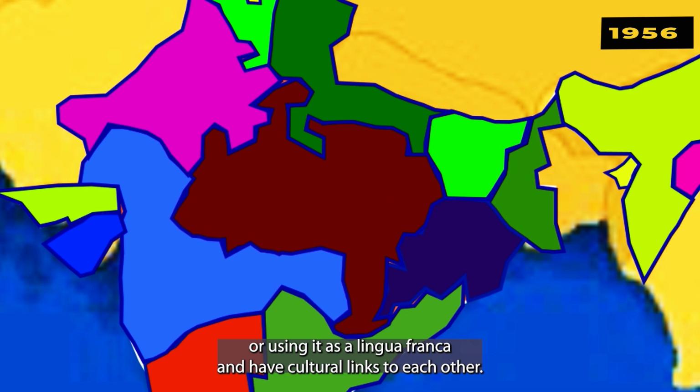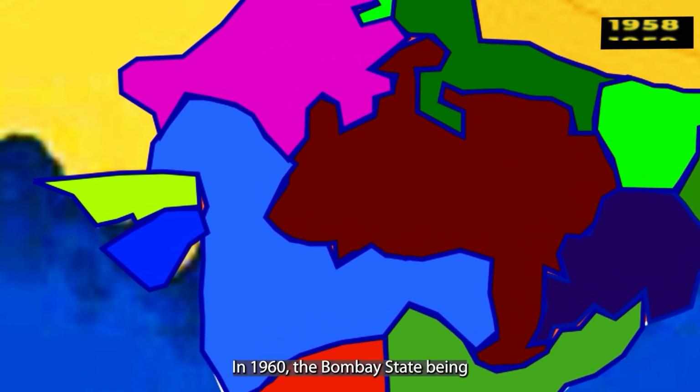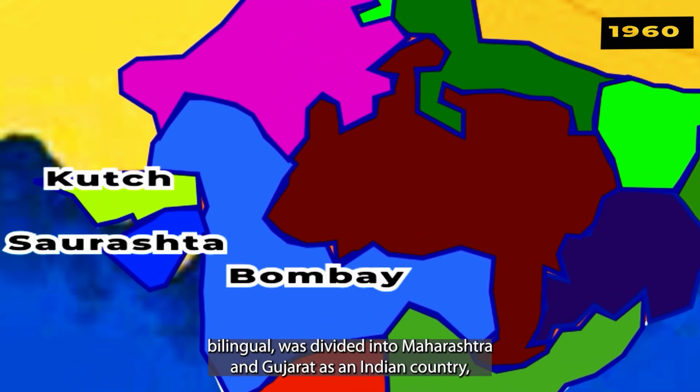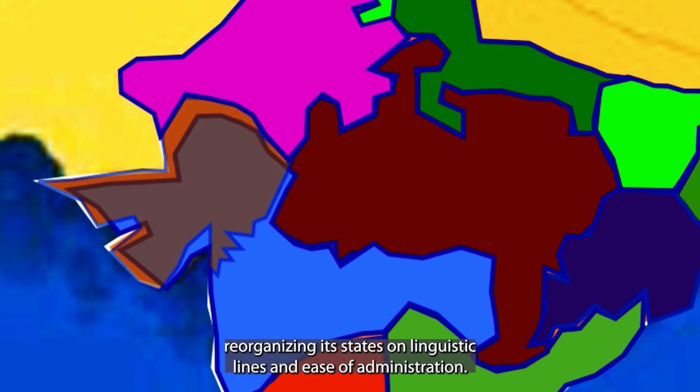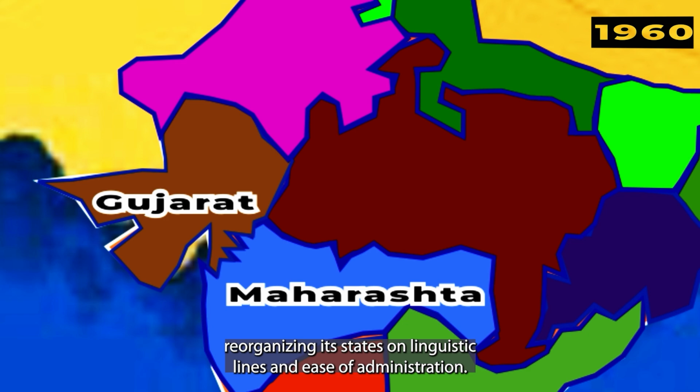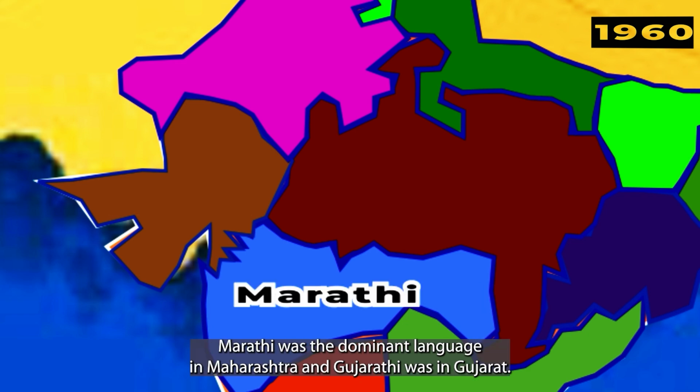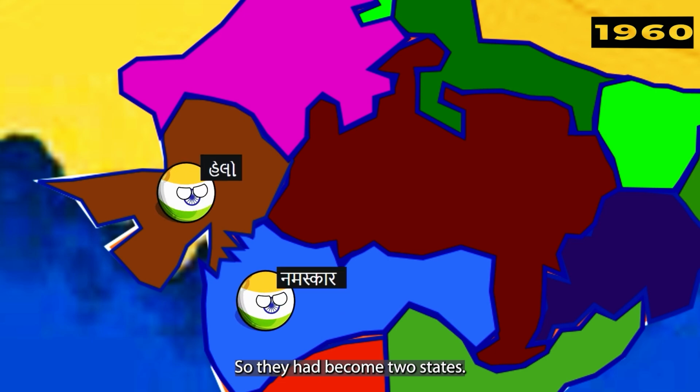links to each other. In 1960, the Bombay state, being bilingual, was divided into Maharashtra and Gujarat, as India was reorganizing its states on linguistic lines and for ease of administration. Marathi was the dominant language in Maharashtra, and Gujarati was in Gujarat, so they became two states.